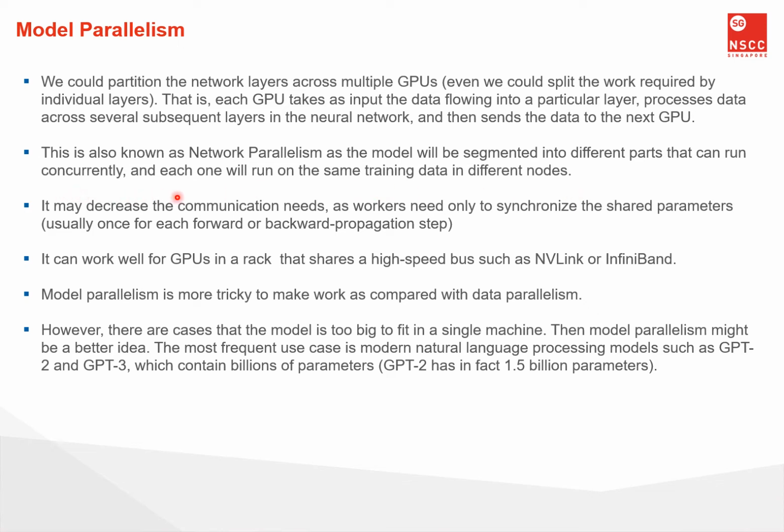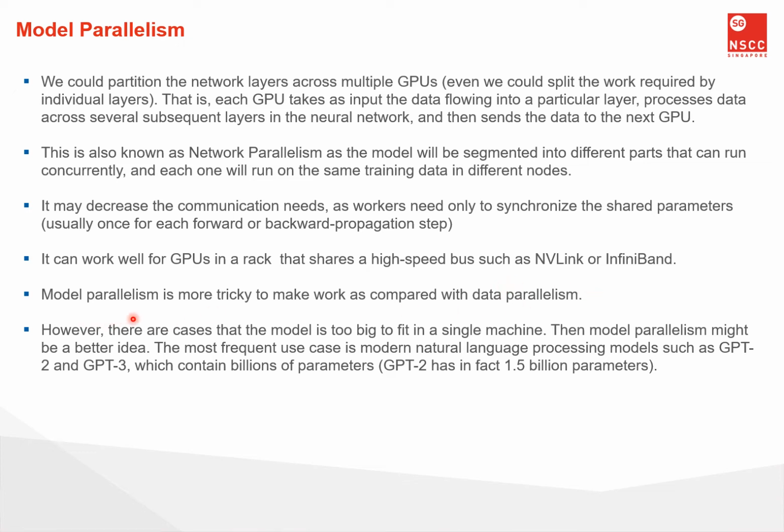This may decrease the communication needs, as each worker only needs to synchronize the shared parameters once for each forward and backward pass. So only at the interface between the layers do they need to synchronize. Now it can work well for GPUs in the rack, as they normally share a high-speed communication bus, so you can actually send the information across. Model parallelism is inherently more tricky to work with as compared with data parallelism.